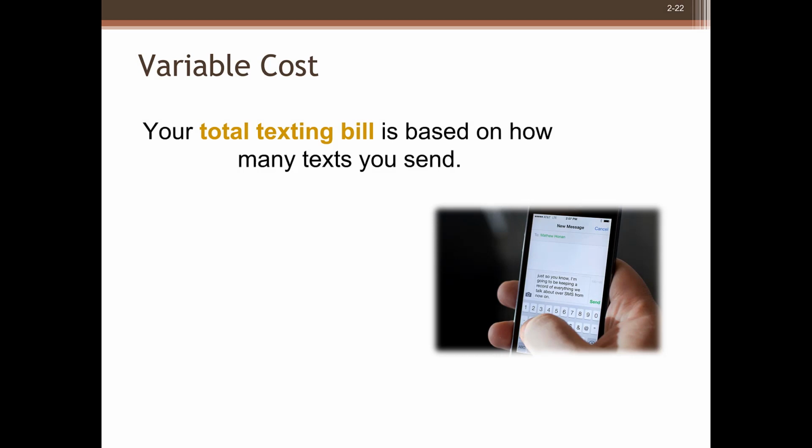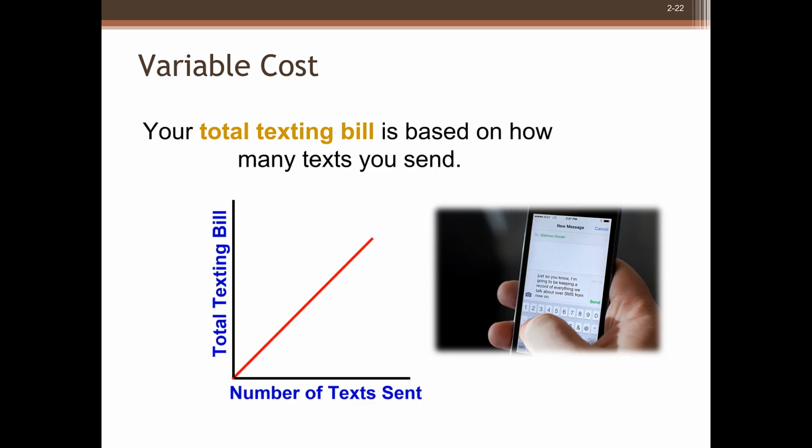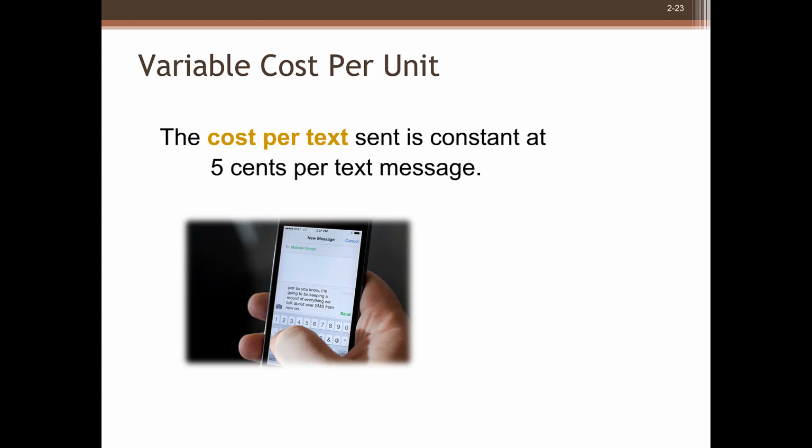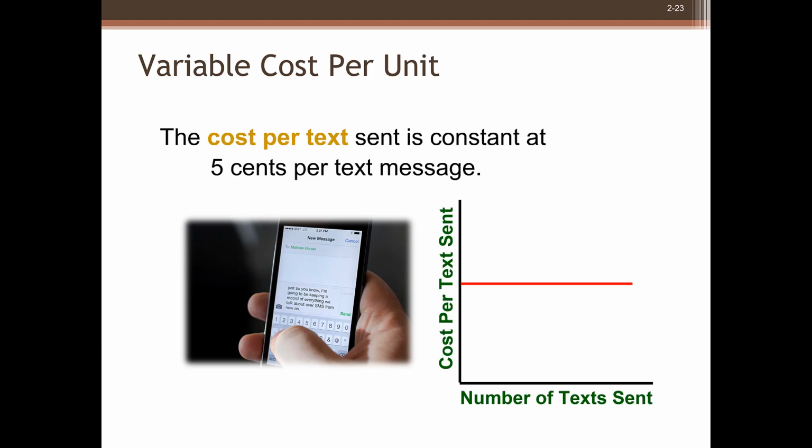Let's take a look at an example here. Let's say if you don't have an unlimited plan on your cell phone, each text message costs 5 cents. Then your total texting bill is based on how many texts you send. If you take a look at the graph here, the more texts sent, the higher the texting bill. However, if we take a look at the variable cost per unit, the cost per text sent is constant, 5 cents for each text message.